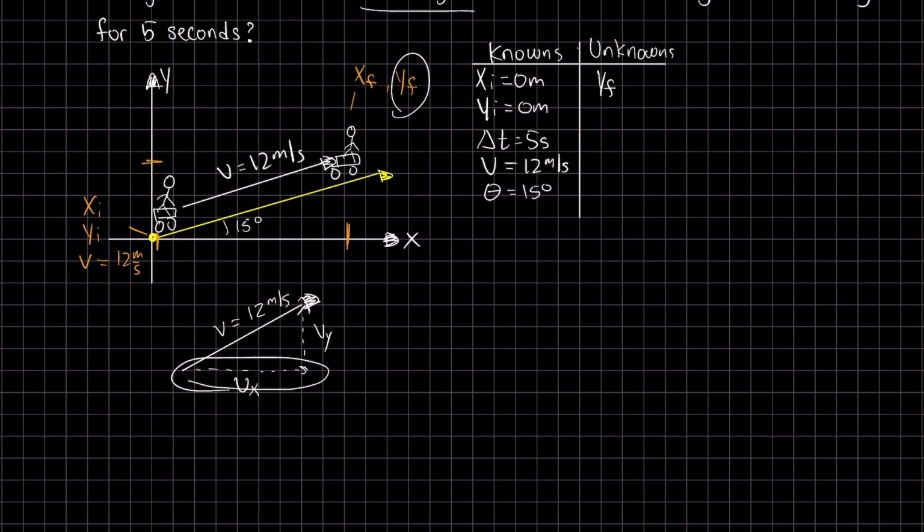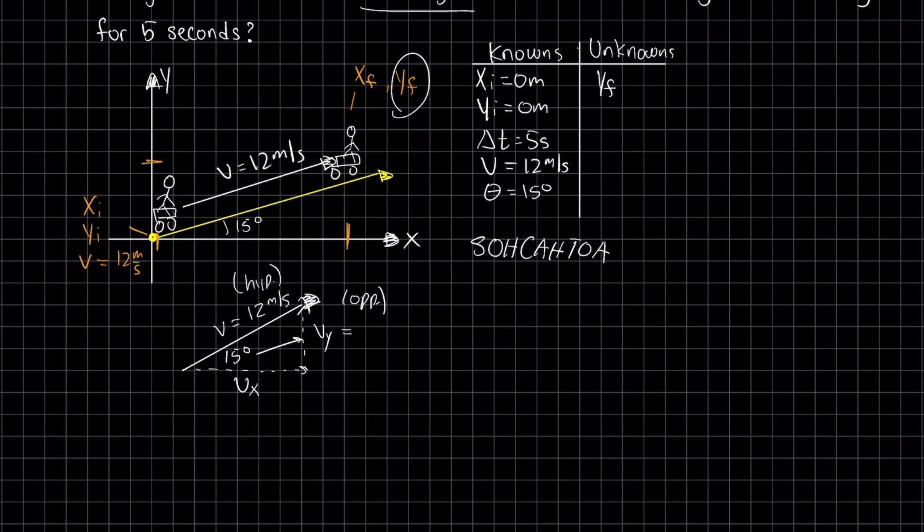It's what's changing its horizontal position. The vertical component is what will be changing the vertical position of the skateboarder. And that is the component that we are interested in. I know that my angle here is 15 degrees. The Vy is opposite to my angle measure, and my hypotenuse is always the longest side.